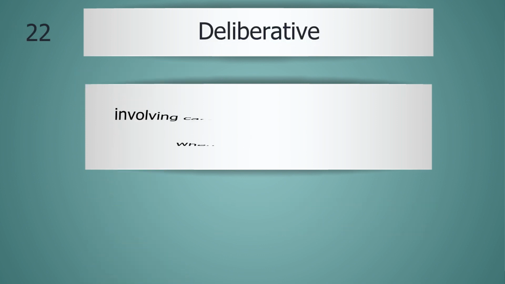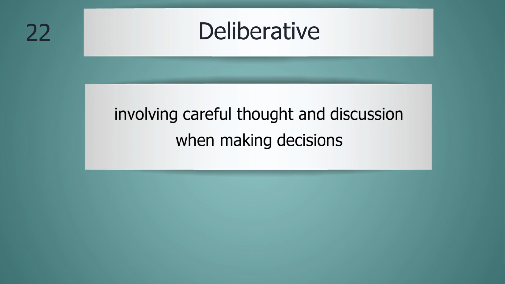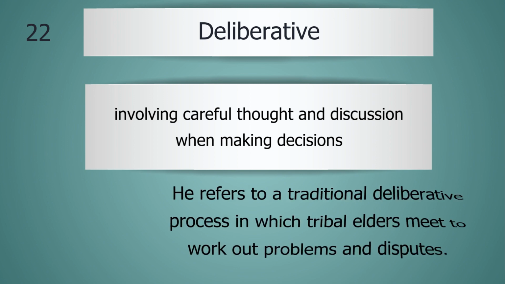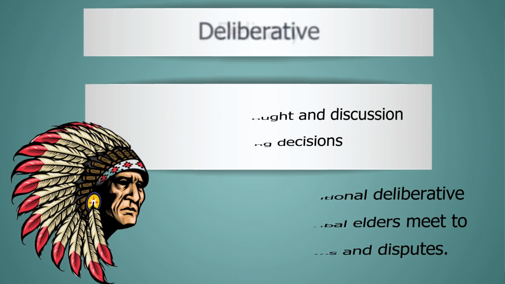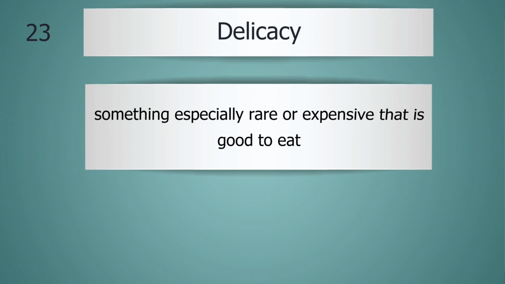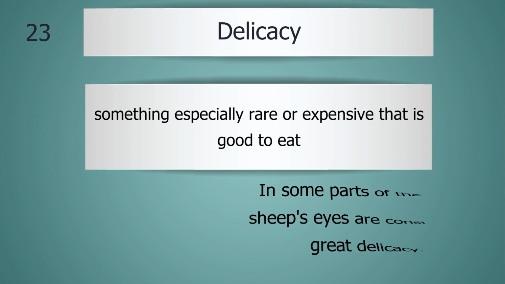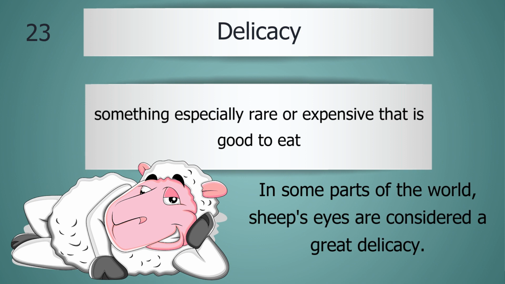Deliberative, involving careful thought and discussion when making decisions. He refers to a traditional deliberative process in which tribal elders meet to work out problems and disputes. Delicacy, something especially rare or expensive that is good to eat. In some parts of the world, sheep's eyes are considered a great delicacy.